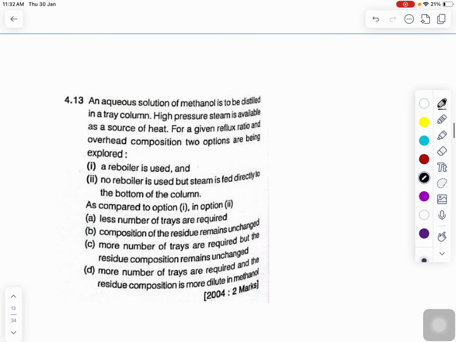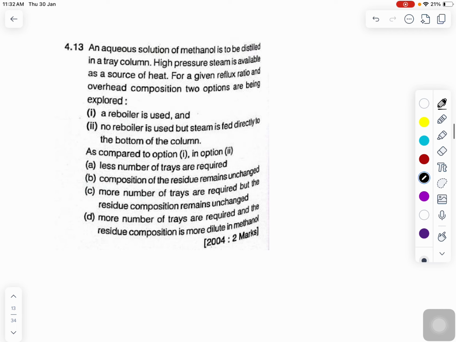Now moving towards the next problem. The question says an aqueous solution of methanol is to be distilled in a tray column. High pressure steam is available as a resource for it. For a given reflux ratio and overhead composition, two options are available: one, a reboiler is used, and two, no reboiler is used and steam is fed directly.